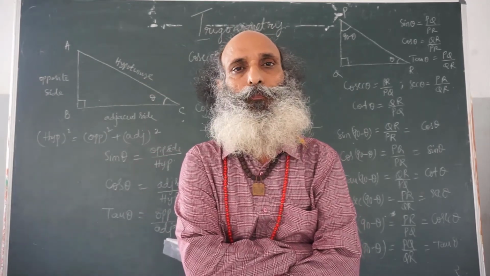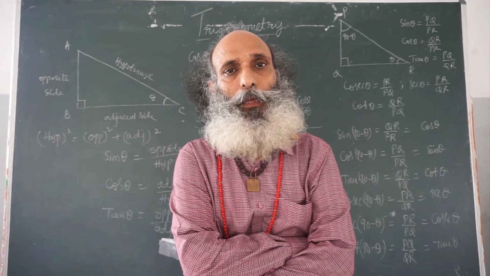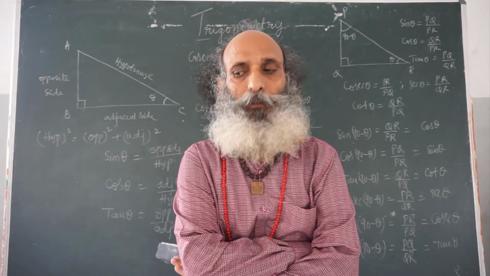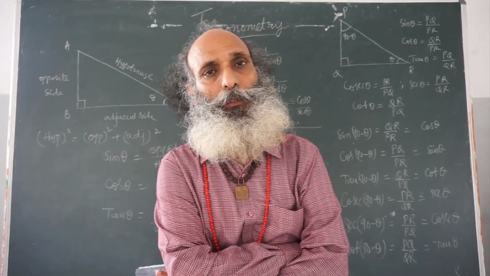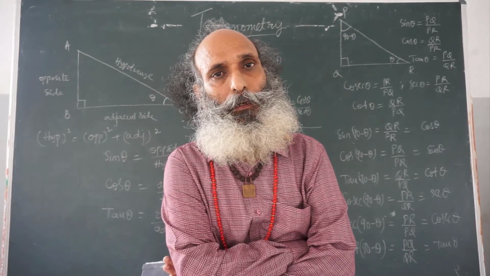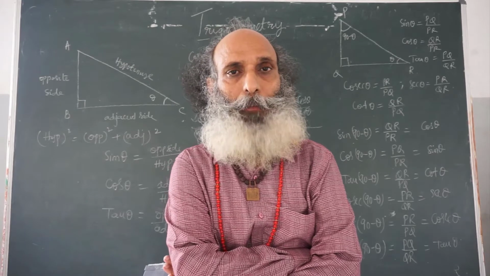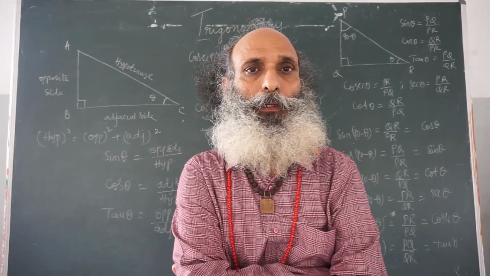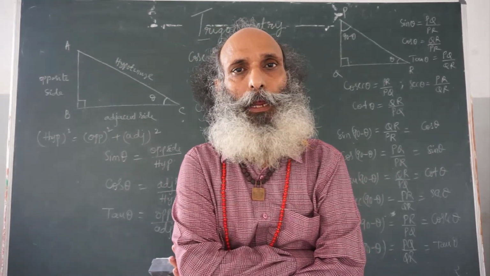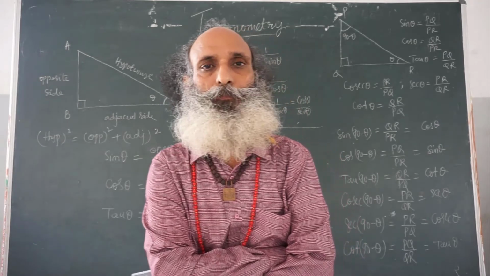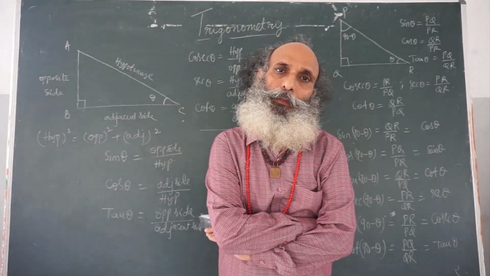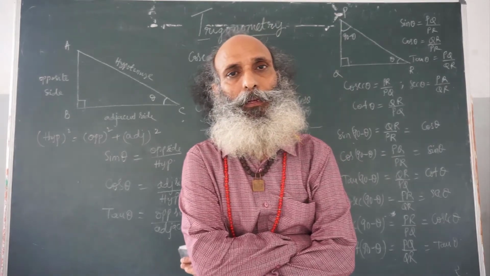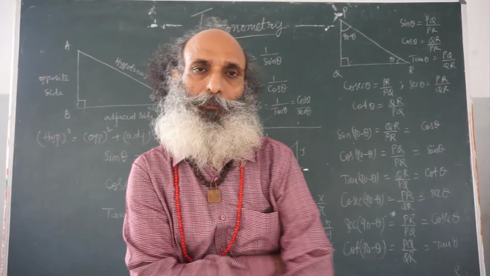But at our present level, trigonometry is defined primarily for a right angle triangle. What is a right angle triangle? If one angle in a triangle is a right angle, it is a right angle triangle.